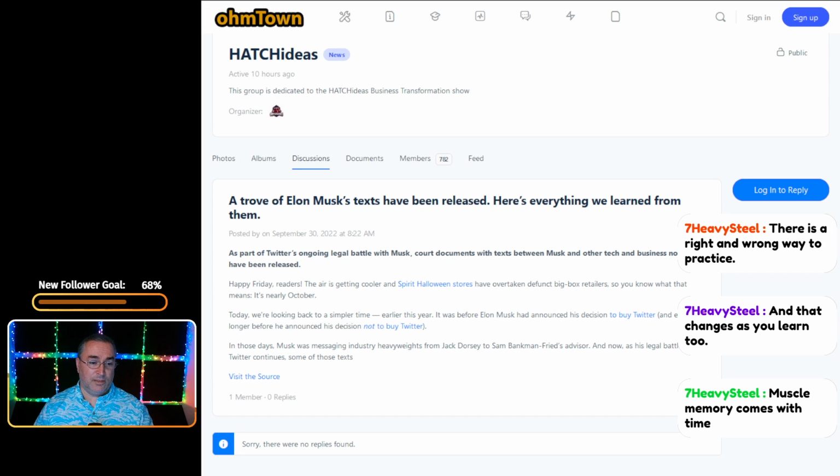So Seven Heavy Steel is sharing some information and like there's a right and a wrong way to practice, and how you practice changes with time. Yeah, because then you can stop focusing on the other things because it's become muscle memory. Yeah, I get that. And muscle memory comes with time. Yeah. Pretty much like driving, pretty much anything skill-wise.